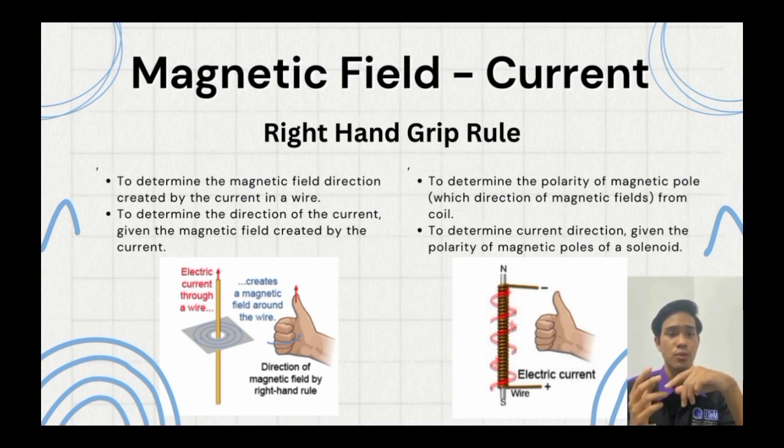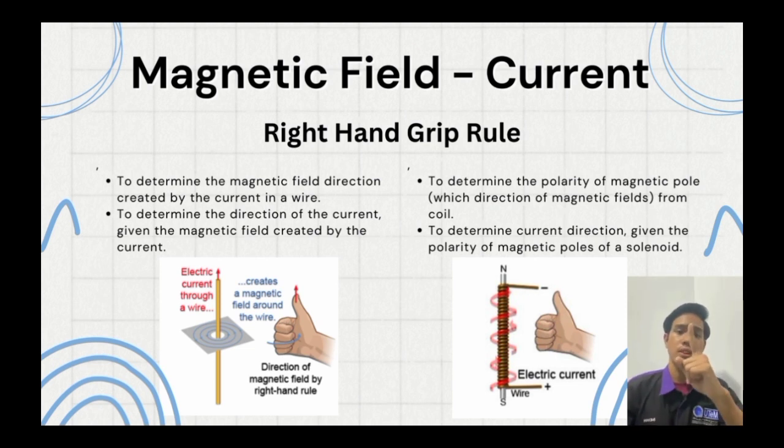Next, case number 2. We use it to determine the polarity of the magnetic pole from a coil, or to determine the current direction given the polarity of the magnetic pole of a solenoid. So the real purpose of case number 2 is to find the direction of the magnetic field and current in the coil.